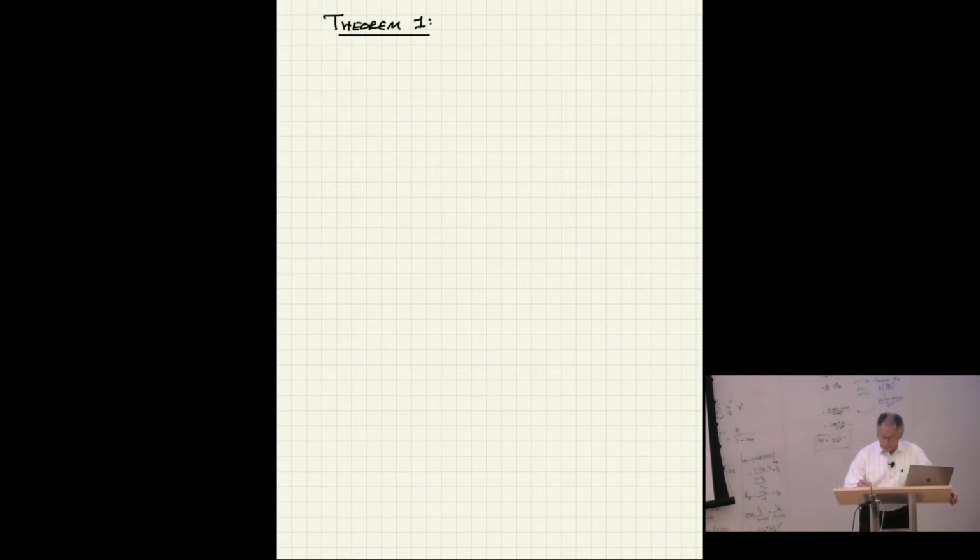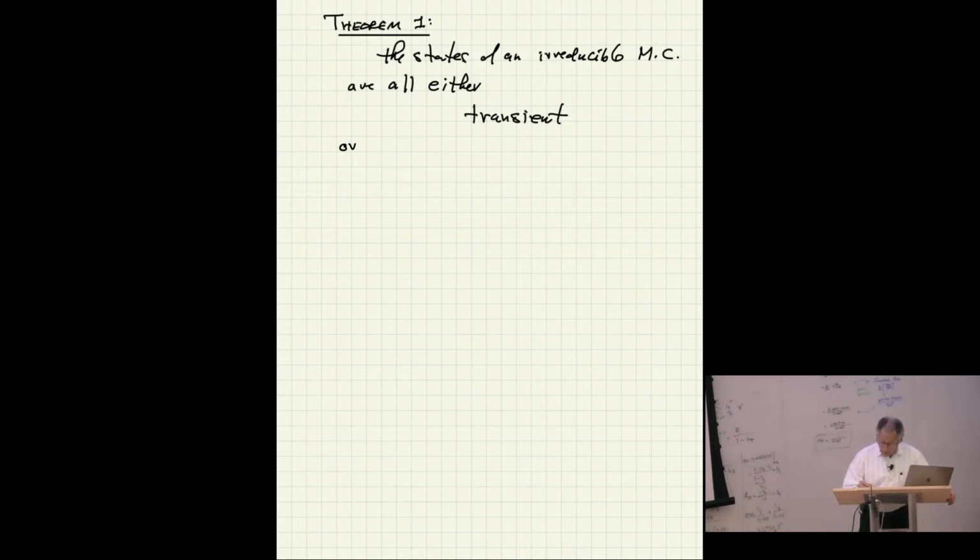And it says the following. The states of an irreducible Markov chain. What does irreducible mean? Go from any state to any other state. Okay. Are all either transient, or all recurrent non-null, or all recurrent null.